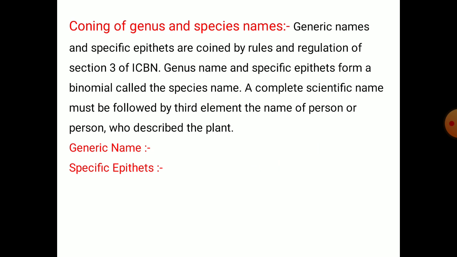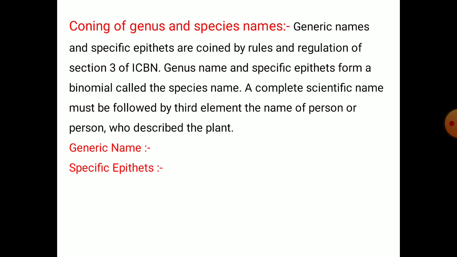Next point is the coining of genus and species names. The generic names and the specific epithets are coined by the rules and regulations of section 3 of ICBN. There are rules and regulations at the time of coining the names of plants. The generic name and the specific epithet form a binomial, called the species name. A complete scientific name must be followed by a third element, the name of the person who described the plant.